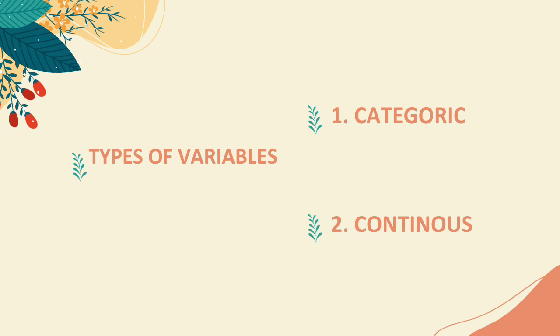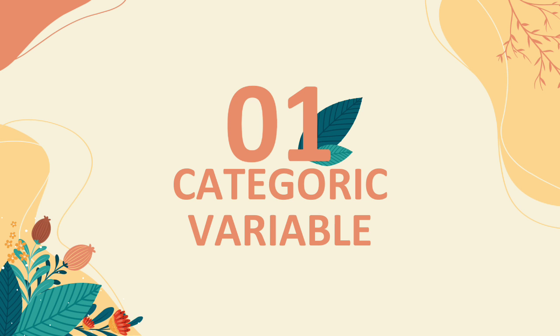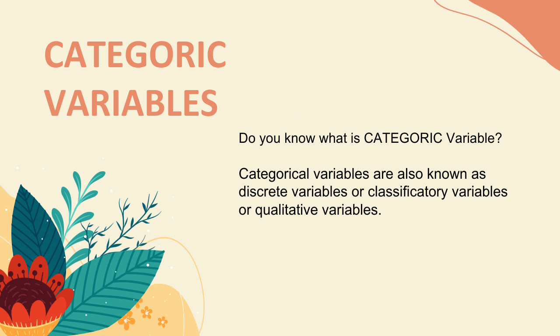There are types of variables. Number one, categoric variable. Do you know what is a categoric variable? Categorical variables are also known as discrete variables, classificatory variables, or qualitative variables. A categorical variable has a limited number of distinct values, that is, they can be classified into distinct limited categories.